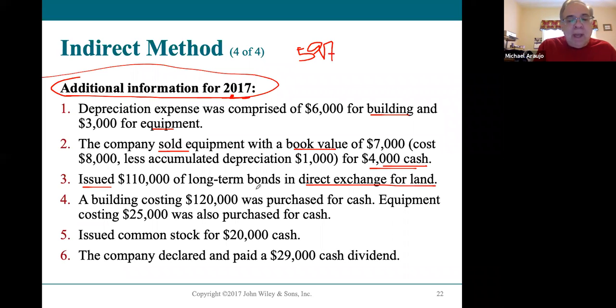That's it. The fourth one here, they bought a building for $120,000 in cash, and they bought equipment for $25,000 in cash. Number 5 here, they issued common stock, so they sold common stock to investors for $20,000 cash. And the 6th one here is they declared a dividend and paid $29,000 cash dividend.